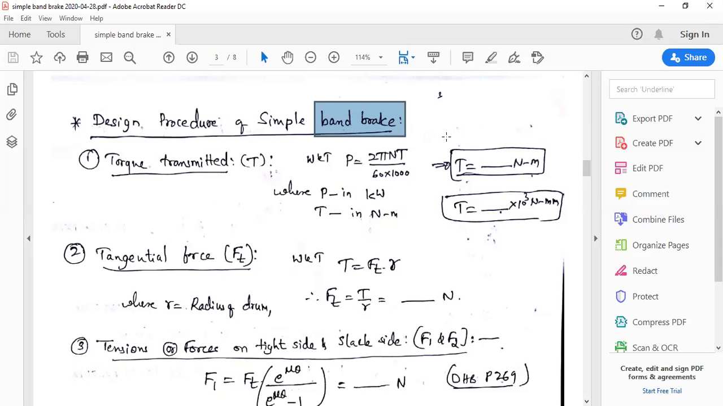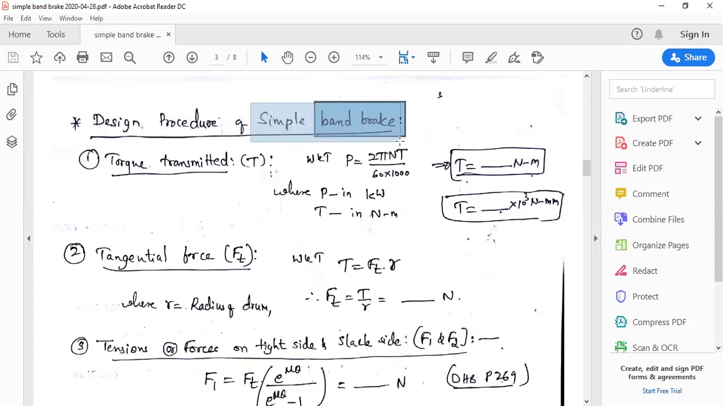If a force is applied at the end of the lever, the tension in the band increases, and the tangential force results in the generation of a braking torque, or the frictional force that is exerted between the drum and the band, and then the brake drum is going to retard its motion as well as stop.